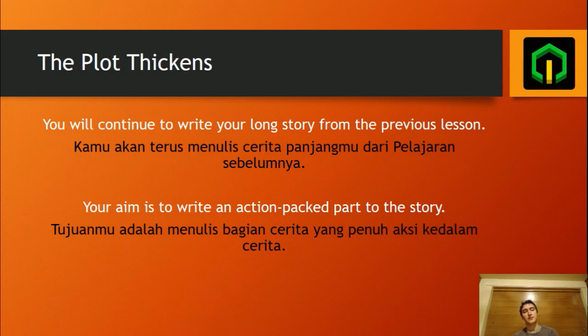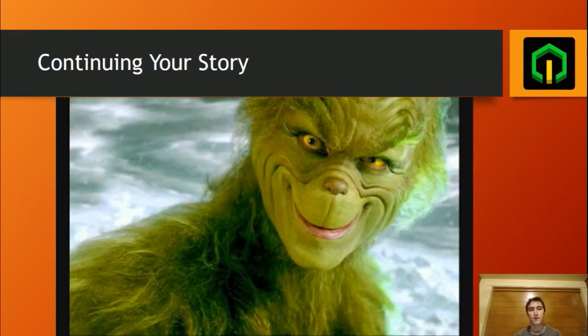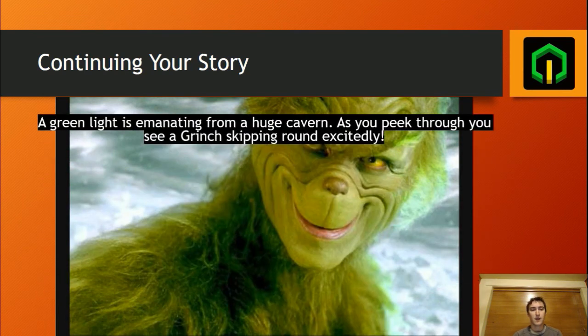The plot thickens. You will continue to write your long story from the previous lesson. Your aim is to write an action-packed part to the story. So, a green light is emanating from a huge cavern. As you peek through, you see a Grinch skipping around excitedly. A Grinch is a green monster.